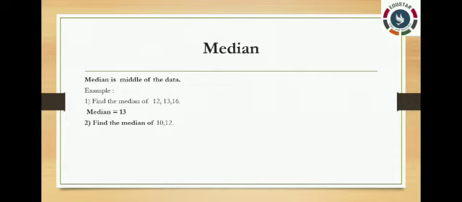Now add these two numbers and divide by 2. 10 plus 12 divided by 2. We get 22 divided by 2. Answer is 11. Median is 11.